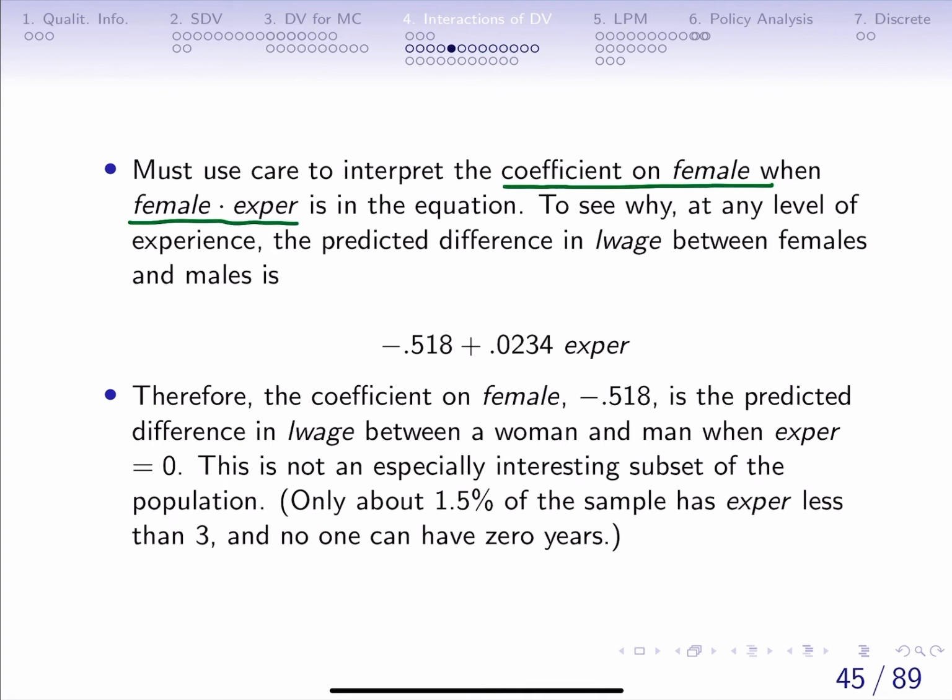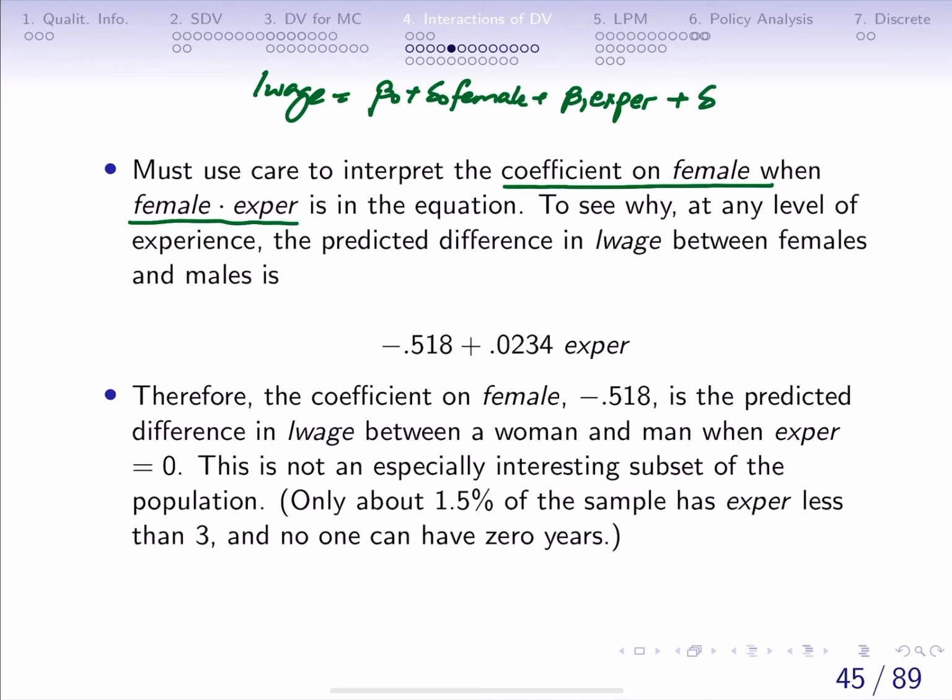So if you write out the model again, we're basically saying log wage equals beta naught plus delta naught female plus beta 1 experience plus delta 1 female times experience plus U.